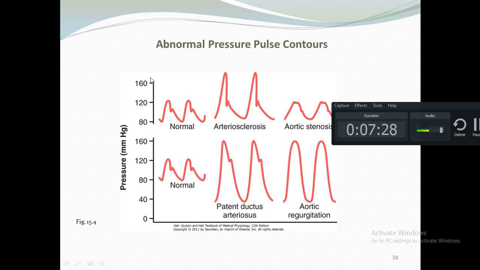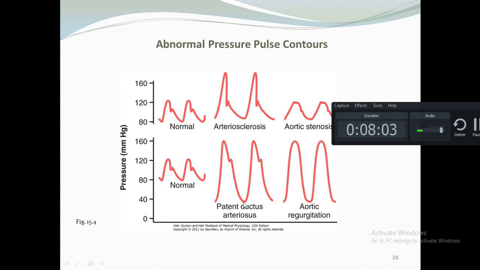You can see in this case it is more than 160 millimeter of mercury, and then the diastolic pressure is here, shown as 80, but it may be more than 80. In aortic stenosis, because of the stenosis or narrowing of the valve, the systolic pressure is not as high as in a normal person. So the pressure may in this case be less than 100 or 110 millimeter of mercury, whereas the diastolic pressure is the same as 80 millimeter of mercury.